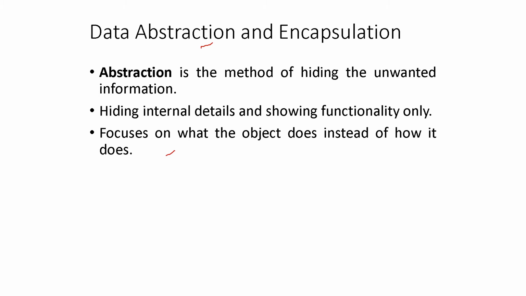Suppose just consider a television. You just see the screen, right? The screen is only open to us. We don't know what the internal circuit is, what the transistors or capacitors are. We don't bother about that. We just see the screen. So the internal details have been hidden and we are just seeing the functionality. It focuses on what the object does instead of how it does. We just want to see whether the television displays the picture in the right manner or not. We don't want to know what is happening inside. That is data abstraction.